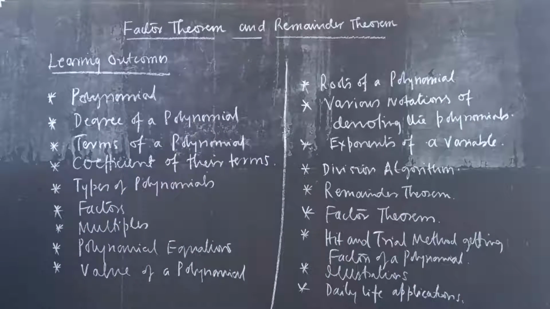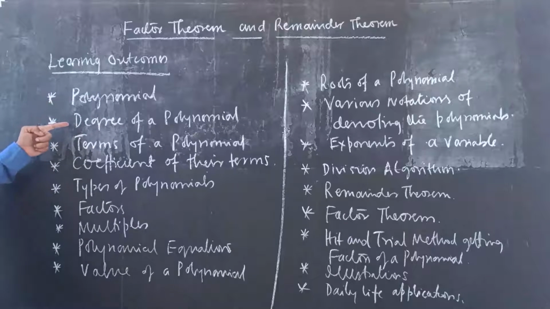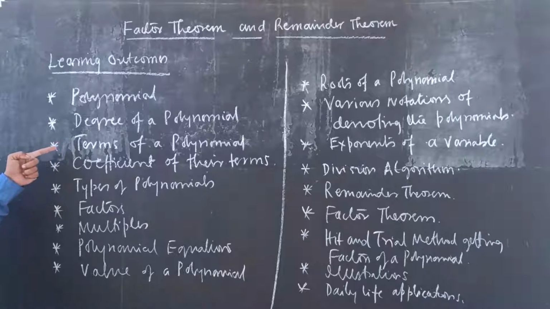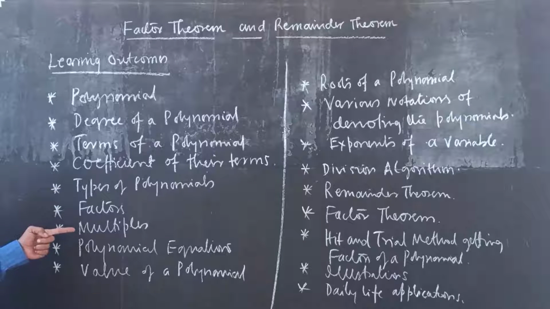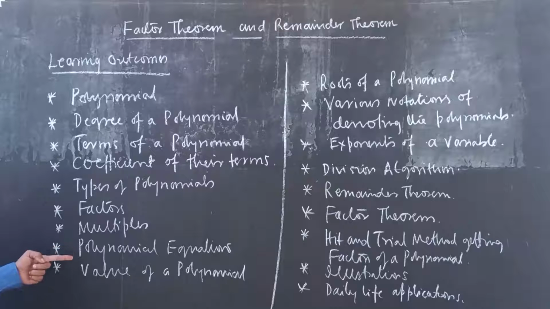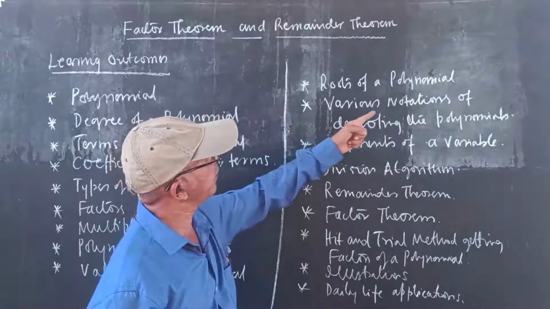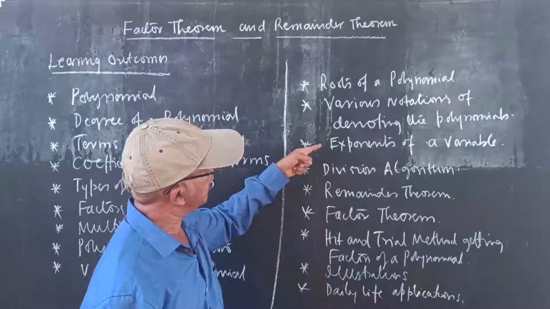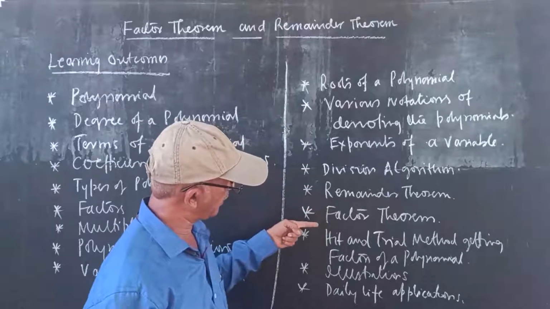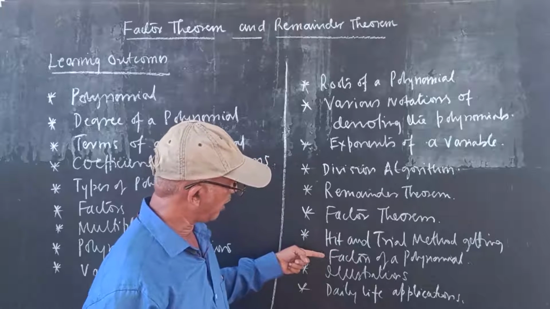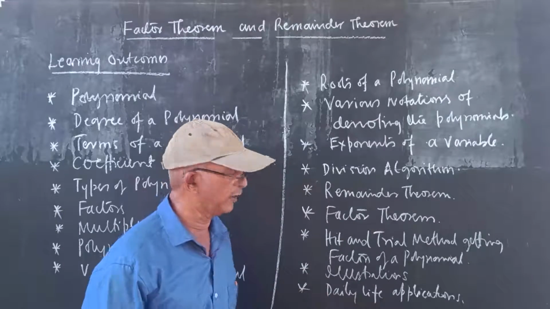So, in this chapter, these are the learning outcomes: polynomial, degree of a polynomial, terms of a polynomial, coefficient of the terms, types of polynomials, factors, multiples, polynomial equations, value of a polynomial. Then roots of a polynomial, various notations of denoting the polynomials, exponents of a variable, division algorithm, remainder theorem, factor theorem, hit and trial method, getting factors of a polynomial, illustrated examples, and daily life applications.